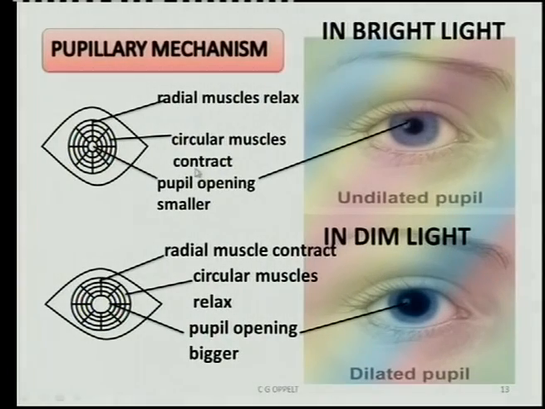Becomes smaller. And the circular muscles work antagonistically with your radial muscles, which means if they contract, the radial muscles relax and the pupil becomes smaller. And exactly the opposite happens in dim light, where the radial muscles contract, and when they contract, your circular muscles relax and your pupil opening becomes bigger and allows more light to enter the eye.